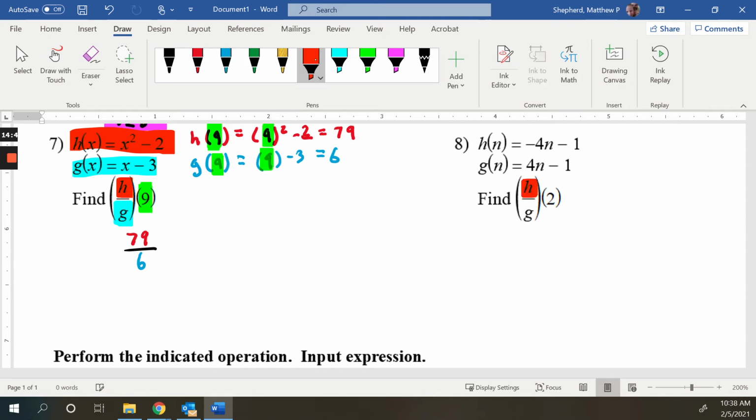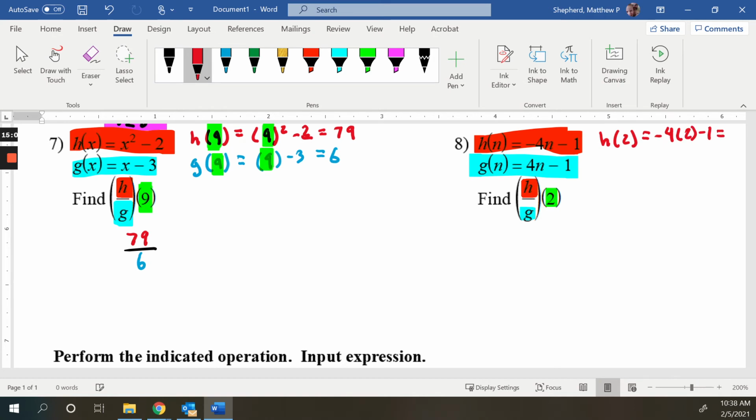All right, and again, we've got h of n, we've got g of n, and we've got an input of 2. So we now need to put that 2 in for both of these. So h of 2 is going to equal negative 4 times 2 minus 1, which should be a negative 9.